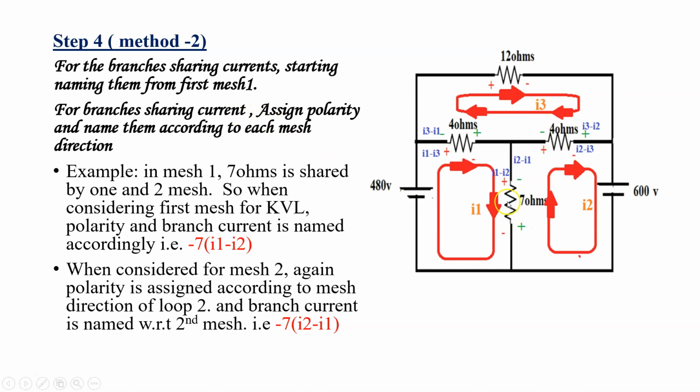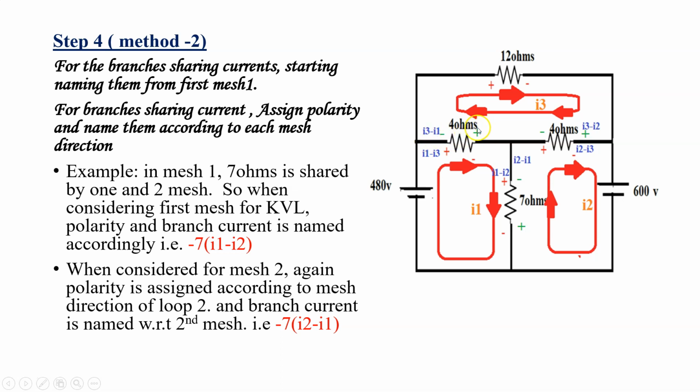Now I had named the branch current, right? So I said there is another method. What is the other method? For each mesh you will be assigning the polarity and you will be naming the branch current, that is the resistor which is sharing 2 currents. Now for each mesh I will be naming it. So this is another method. So here I1 minus I3. When I am considering the third mesh, I have taken it as I3 minus I1.